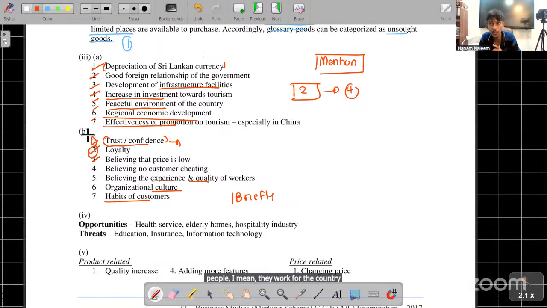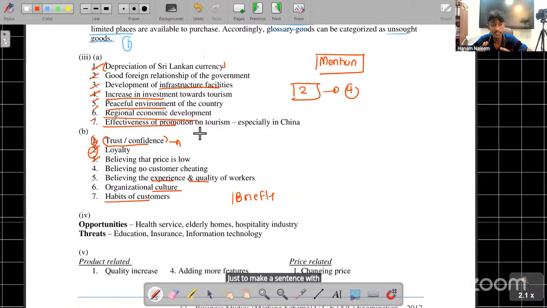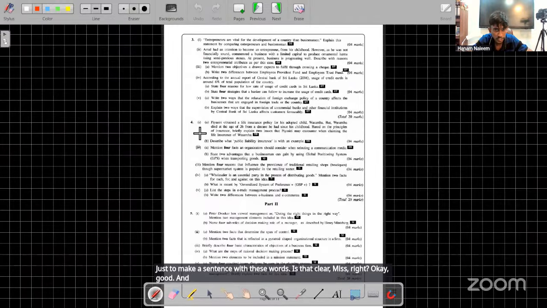Okay, you can write like that. So those are some additional words you have to add. These keywords should be there in your answer. Did you understand how I develop the answer? Just you have to make a sentence with these words. Is that clear? Yes, right? Okay, good. Fine. And any other questions remaining?